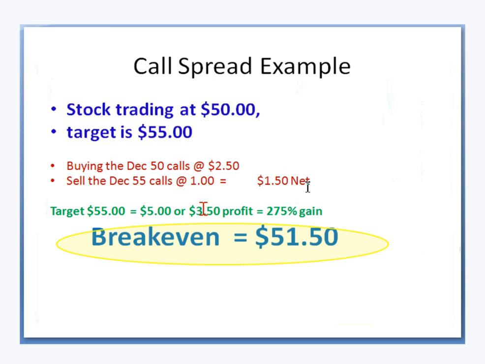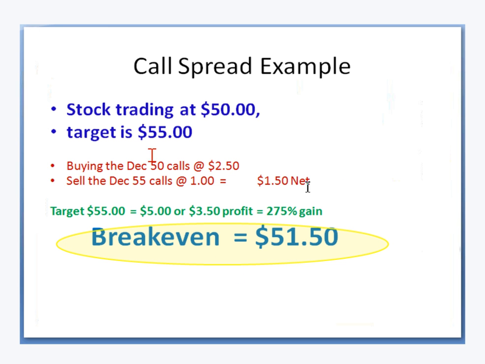So if it goes to 60, 65, 70, anything above 55, your gross is going to be $5. Because no matter what price it is, the difference between the 50s and the 55s on expiration day should theoretically be $5.